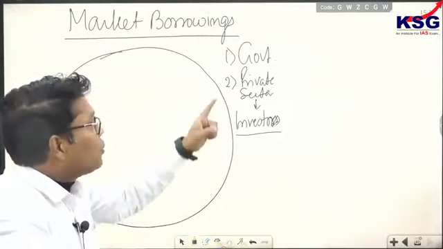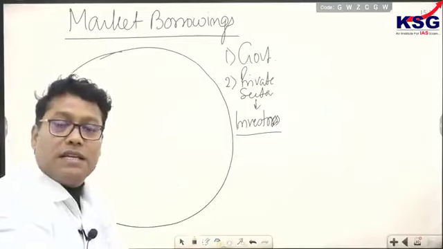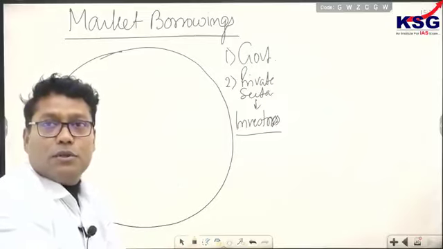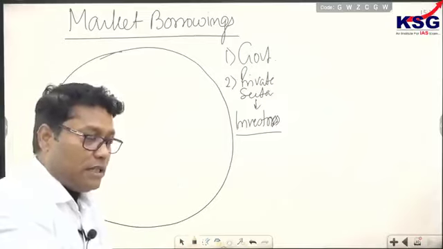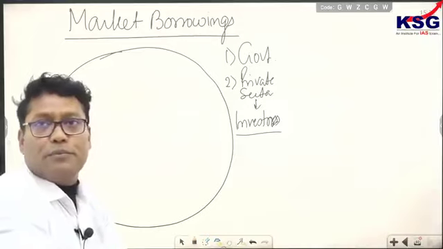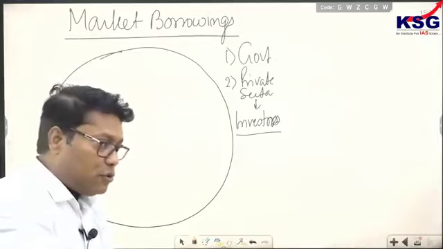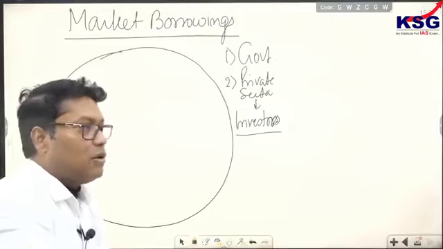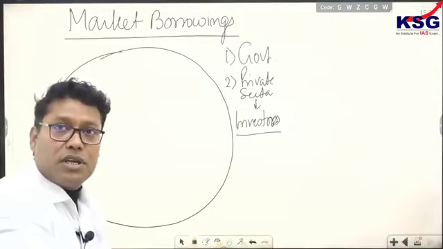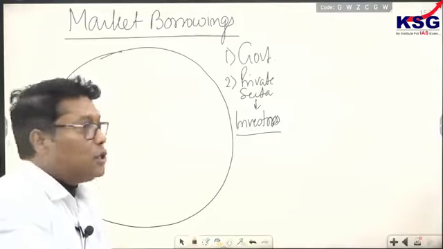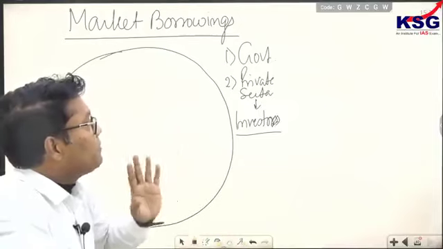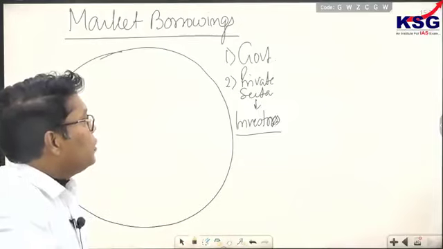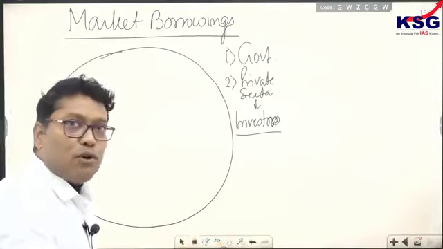So if you take the government, it is always ranked as number one. Because if you lend to the government, then the possibility of NPA is zero. If lent to the government, in a time-bound manner, you will get the principal amount and you can get the interest amount. So lending to the government is always safe. Clear? So how much does the government want to borrow from the economy?